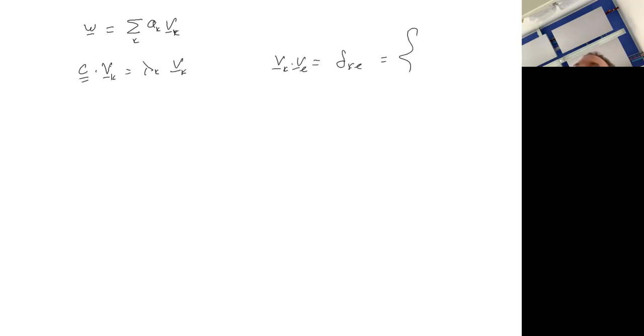Let's go to the next page. We're going to let w equal the sum over k of a_k v_k. The v_k's are the eigenvectors of C, so C dot v_k equals lambda_k v_k. C is symmetric, so we can choose v_k dot v_l equals delta_kl: 1 if k equals l, 0 if k is not equal to l. And so our equation is tau dw/dt equals C dot w.